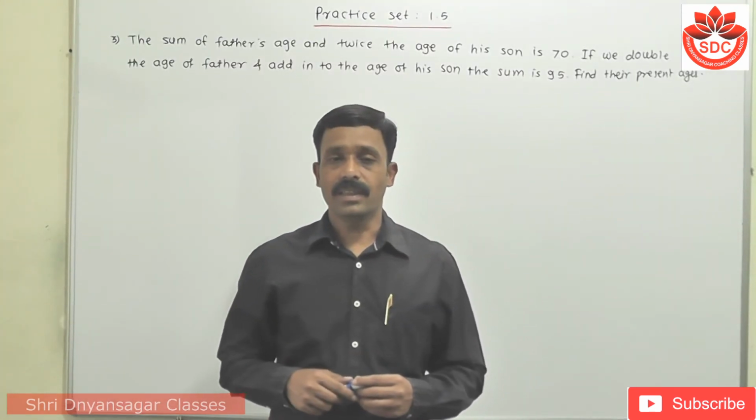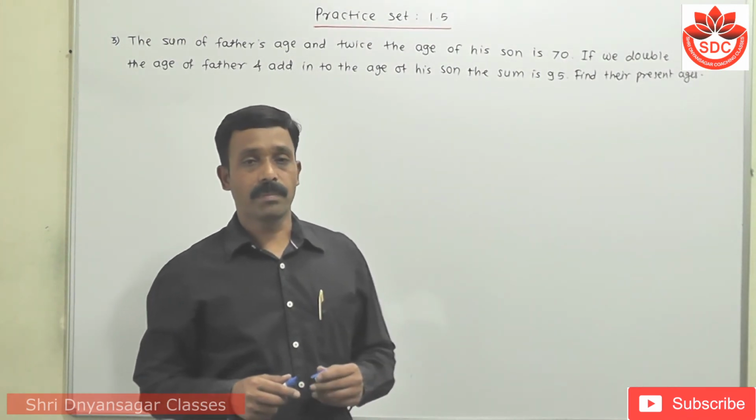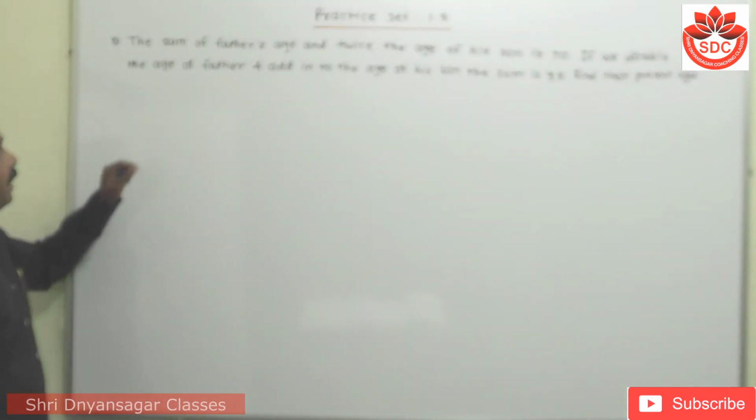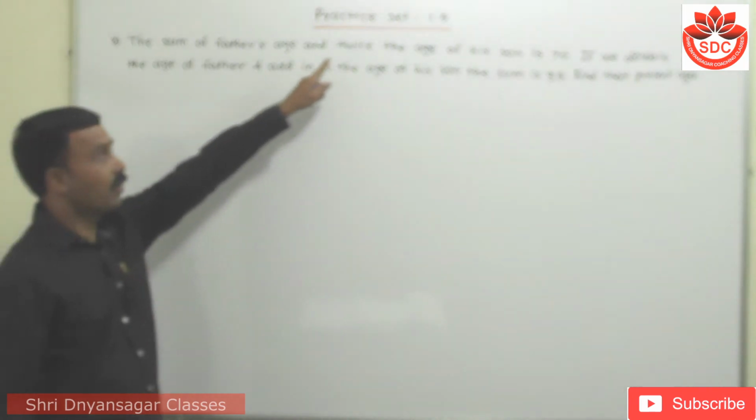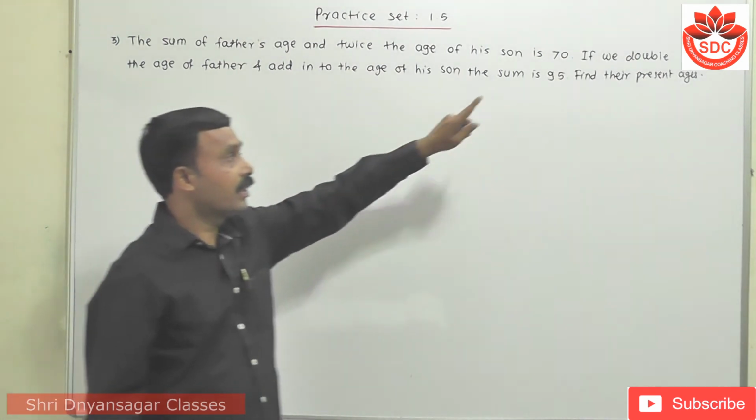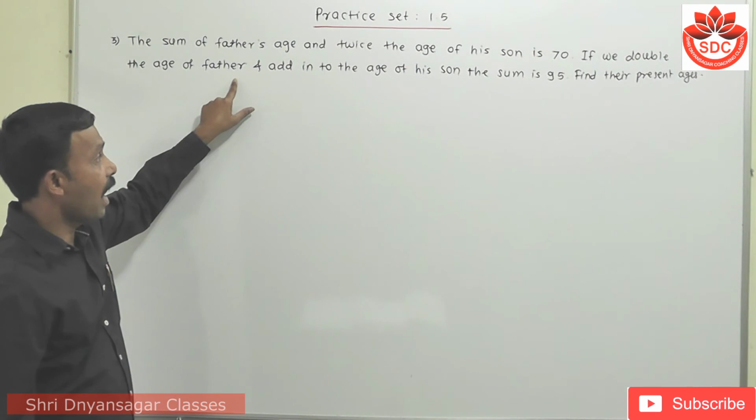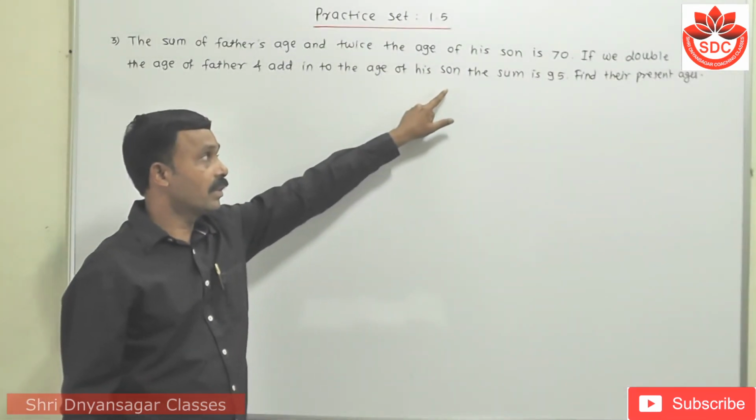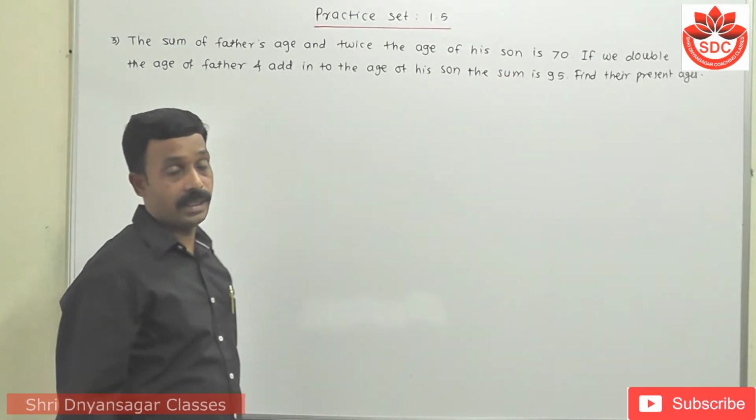Let's see the very important example. Now the example number 3. The question is that the sum of the father's age and twice the age of his son is 70. This is the first condition. If we double the age of the father and add it to the age of his son, the sum is 95. Then find their present ages.